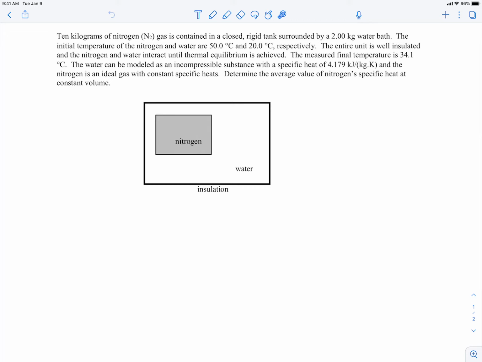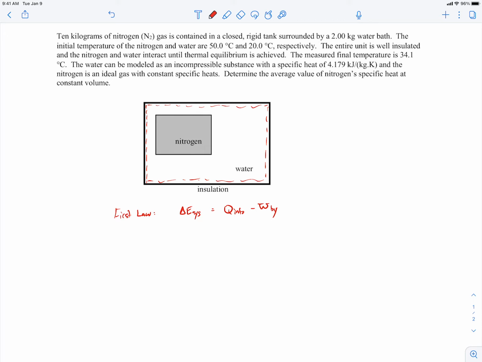Let's go ahead and indicate what our system is. Our system is going to be the nitrogen and the water. So I'll show that as a dashed line here. I'm going to write out my first law. The change in total energy of the system is equal to the heat going into the system minus the work done by the system.